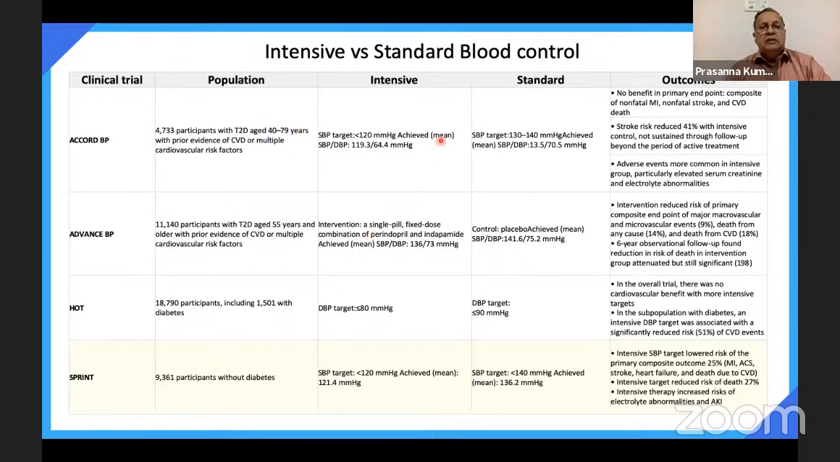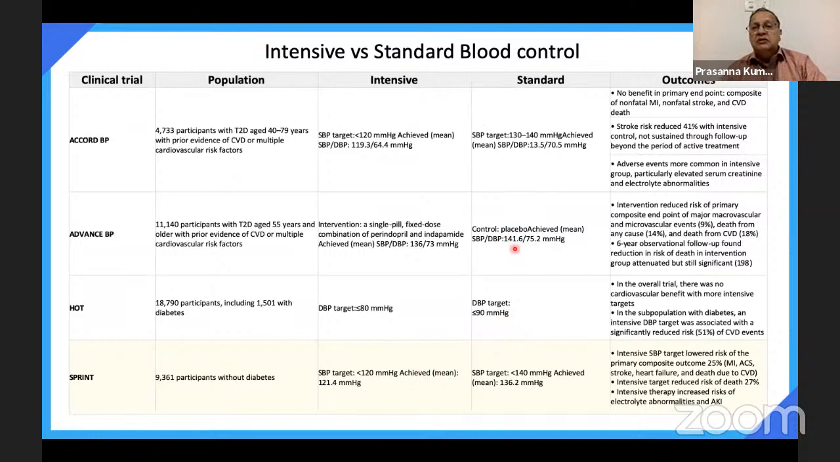And what did they see? In the intensive group, the target was less than 120, and the systolic/diastolic they achieved was 119/64. Some of them achieved even less than that, with diastolic blood pressure even less than 80. These are the targets in the intensive group. In the standard group, where it was a loose control, you can call them, the systolic target was 130 to 140 and the diastolic they achieved was 70. There was a placebo-controlled trial as such, and the target blood pressure was less than 90 in the HEART trial.